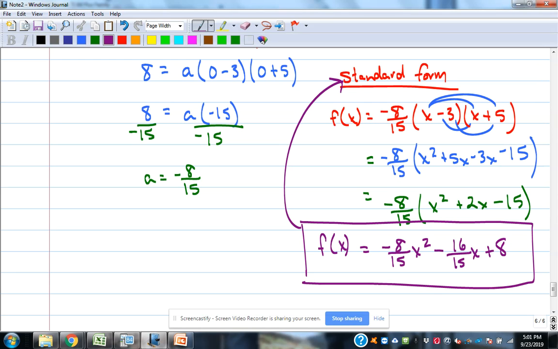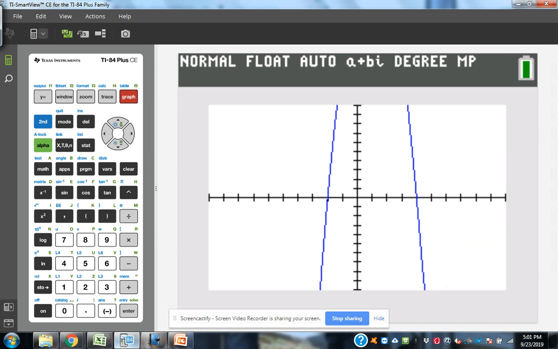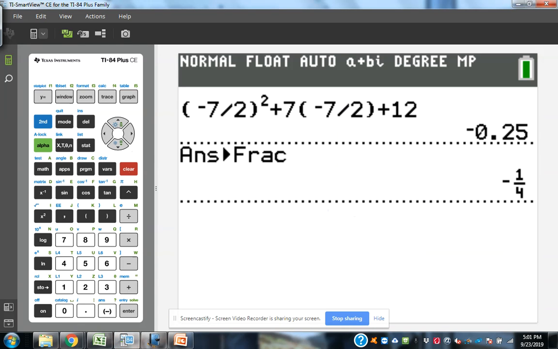Now I want to show you how you can use your graphing calculator to get some of this too. With the graphing calculator, you know how we did the linear regression last week? You can do quadratic regression. The key with quadratic regression is you have to have more than 2 points. So if you only have 2 points, it doesn't work too great.